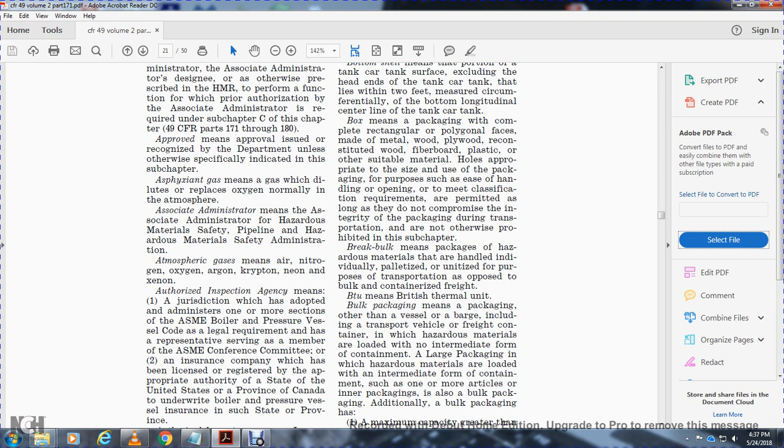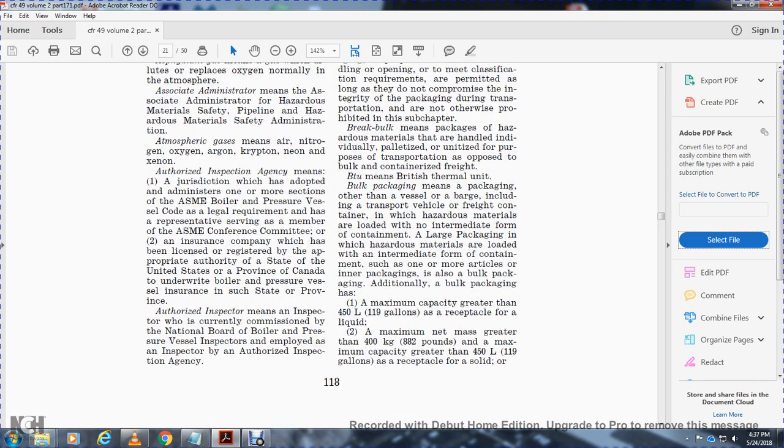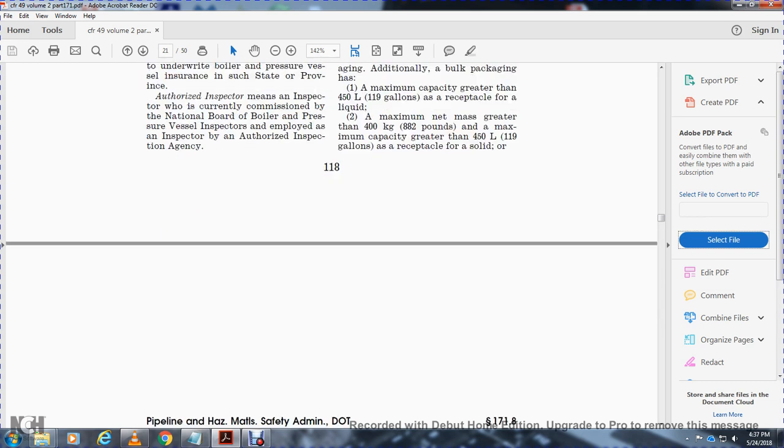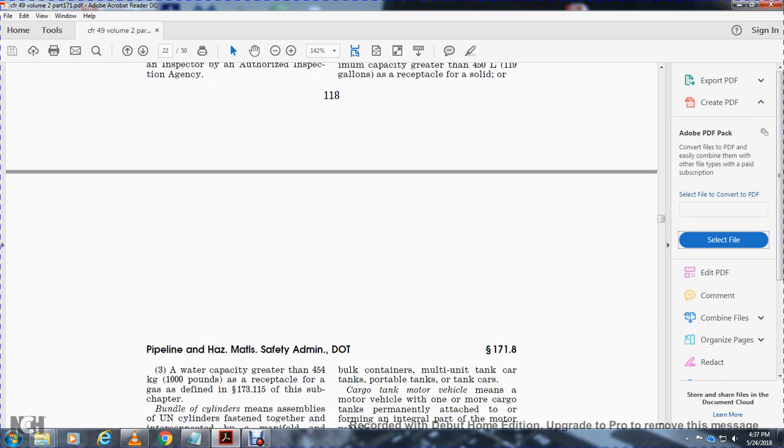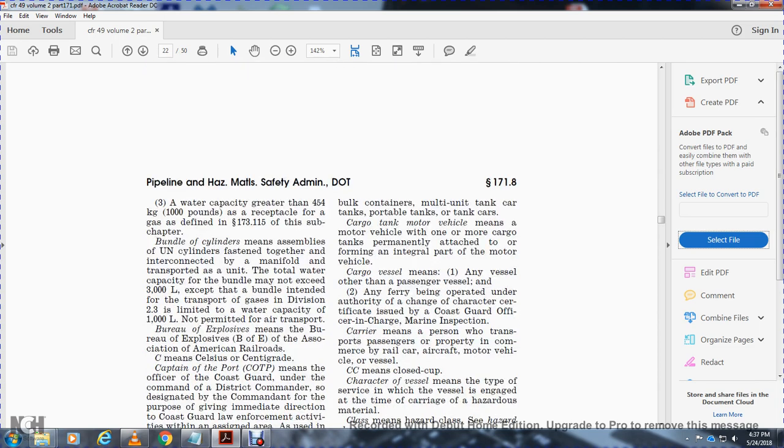Also, bulk packaging, in addition, has a maximum capacity greater than 450 liters or 119 gallons as a receptacle for a liquid; a maximum net mass greater than 400 kilograms or 882 pounds, or a maximum capacity greater than 450 liters or 119 gallons, as a receptacle for a solid; or a water capacity greater than 1,000 pounds as a receptacle for a gas, as defined in 173.115 of the subchapter.